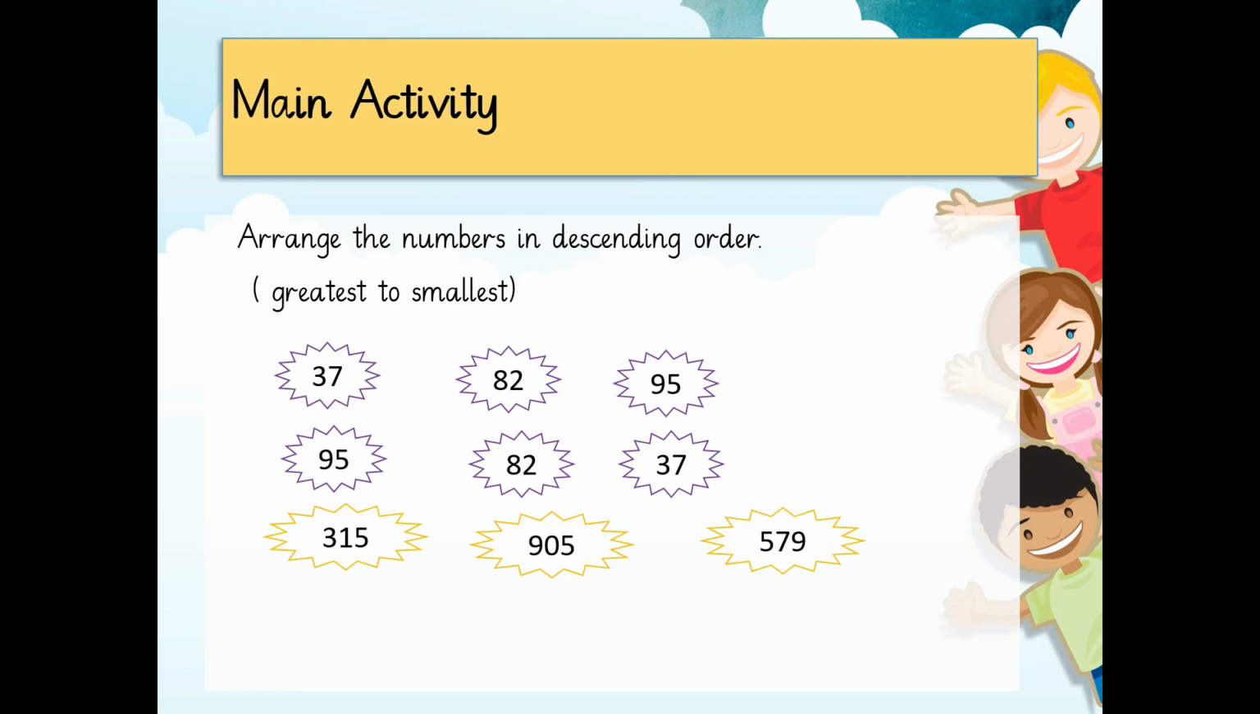Yes, let's come up with the answer. Which is the greatest number having highest 100? That is 905. Which is the next highest 100? Yes, 5. 579. Which is less than 9 but more than 3. So 905 is the greatest number. Next is 579, which is less than 905. And the smallest number is 315 because it is having smallest 100 in the given three numbers.